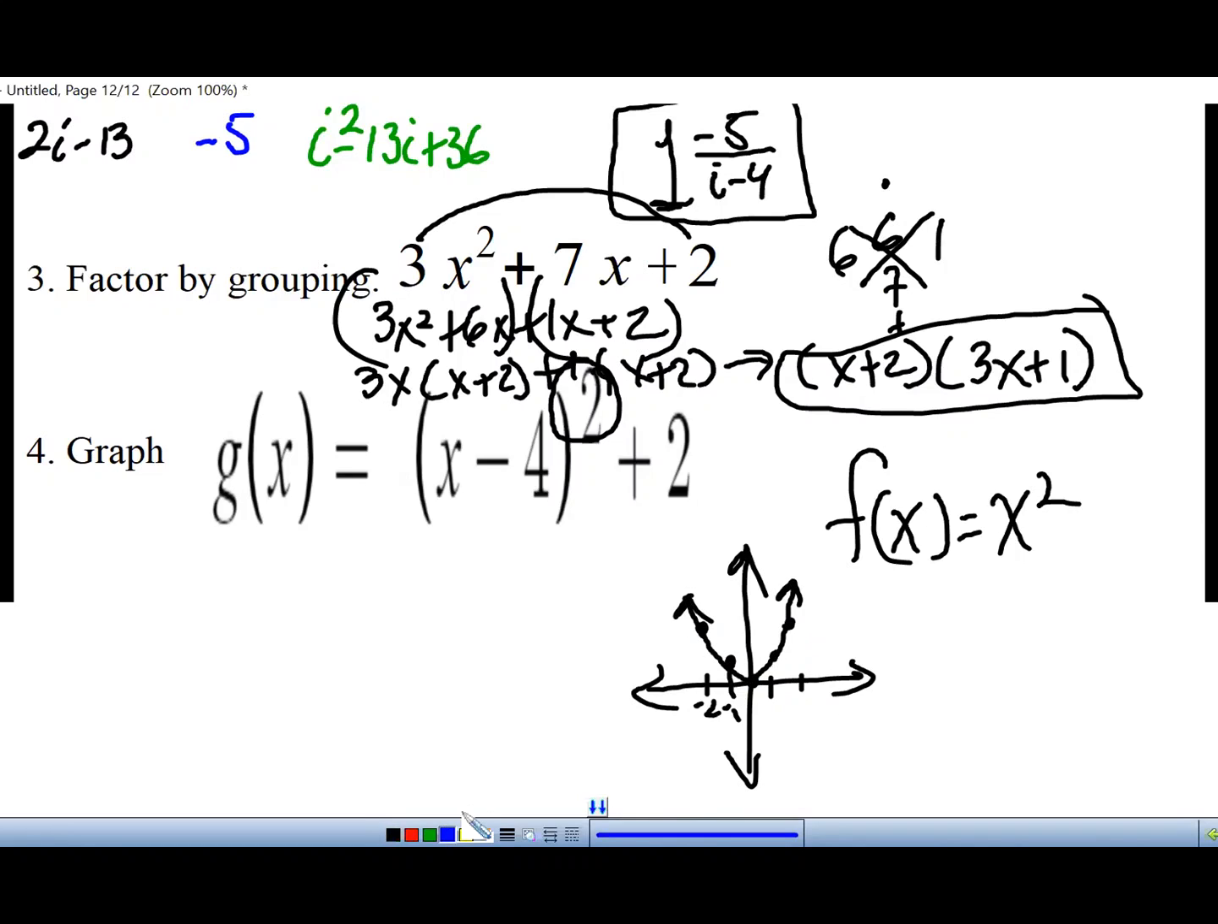And I identify the parameters that they give me on the transformation. The parameters given are h, that tells me to go to the right 4, and k, which tells me to go up 2. So I take each one of these points and move them 4 to the right and 2 up. So I go 1, 2, 3, 4, 1, 2. This one, 1, 2, 3, 4, 1, 2. 1, 2, 3, 4, 1, 2. And there it is. Once again, it moved everything 4 to the right and 2 up.